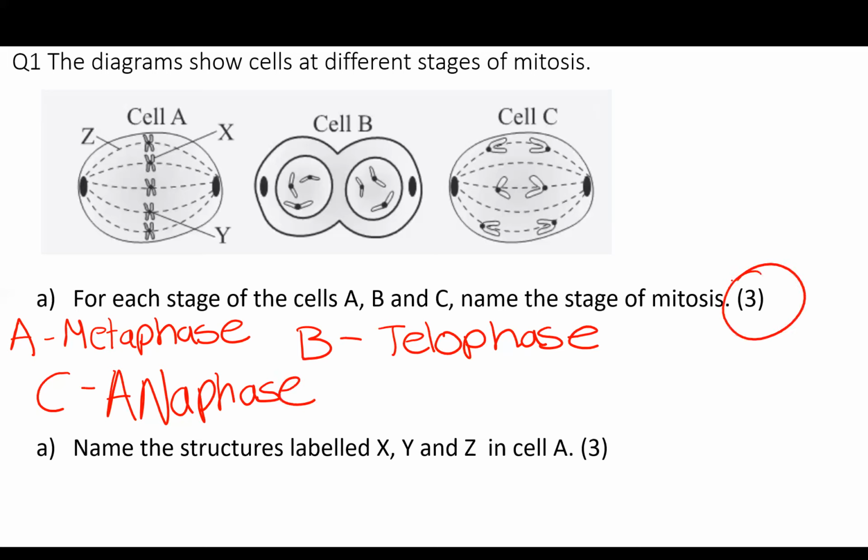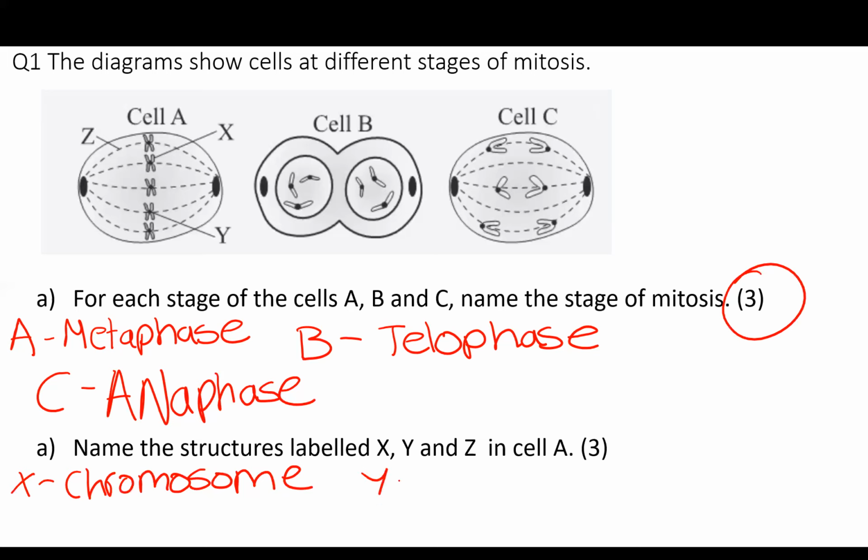And that will get you 3 marks for being able to identify each one. You'll then be asked to name structures labeled X, Y, and Z in cell A. So X is pointing at the chromosome. You can call them in this situation either chromosome or chromatid, it is fine. So that's pointing at the chromosome.